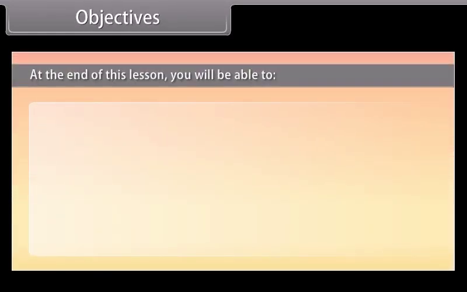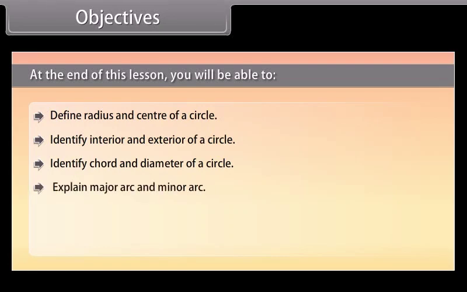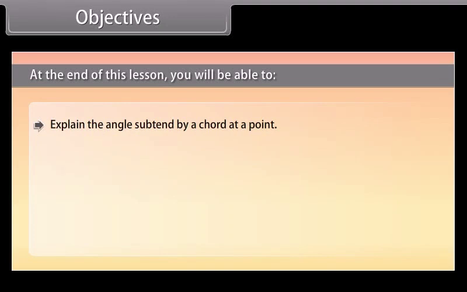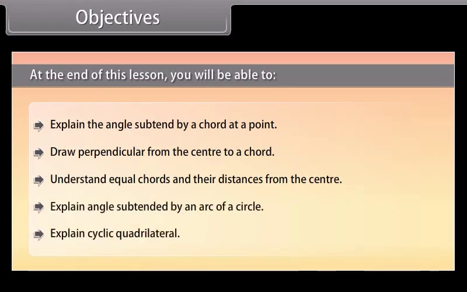Objectives. At the end of this lesson, you will be able to define radius and center of a circle, identify interior and exterior of a circle, identify chord and diameter of a circle, explain major arc and minor arc, define circumference of the circle, differentiate between sector and segment, explain the angle subtended by a chord at a point, draw perpendicular from the center to a chord, understand equal chords and their distances from the center, explain angle subtended by an arc of a circle, and explain cyclic quadrilateral.